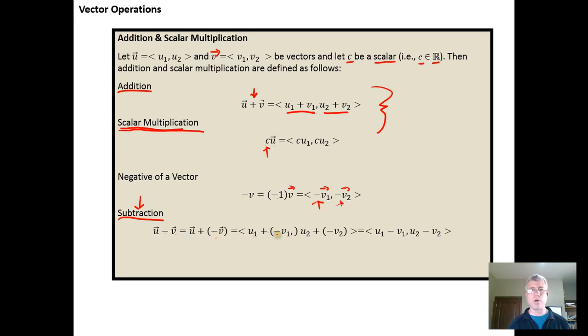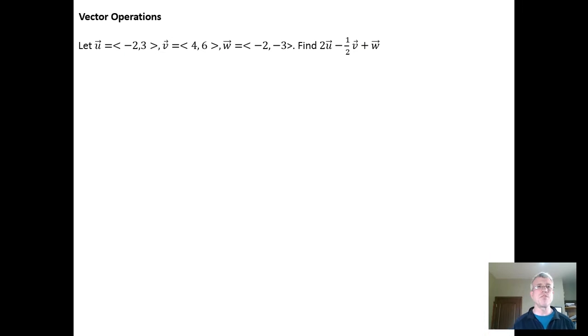So we wind up with u sub 1 plus the opposite of v sub 1, and u sub 2 plus the opposite of v sub 2. And then these are just two real numbers, so we know that adding a negative is the same as subtracting. So it turns out that subtraction happens just the way that you think it ought to. You subtract corresponding components.